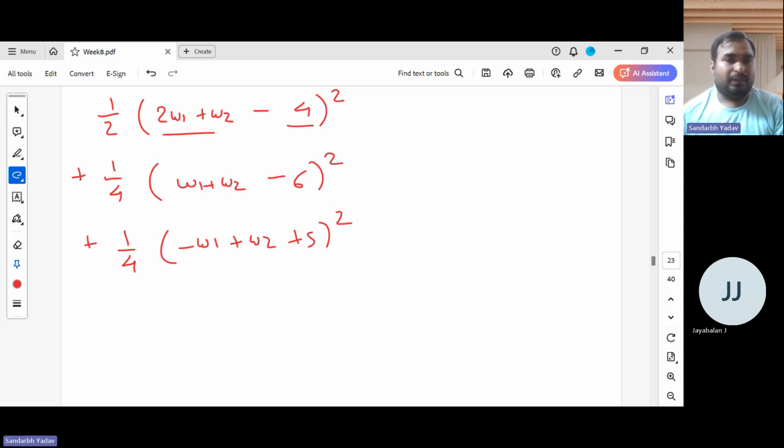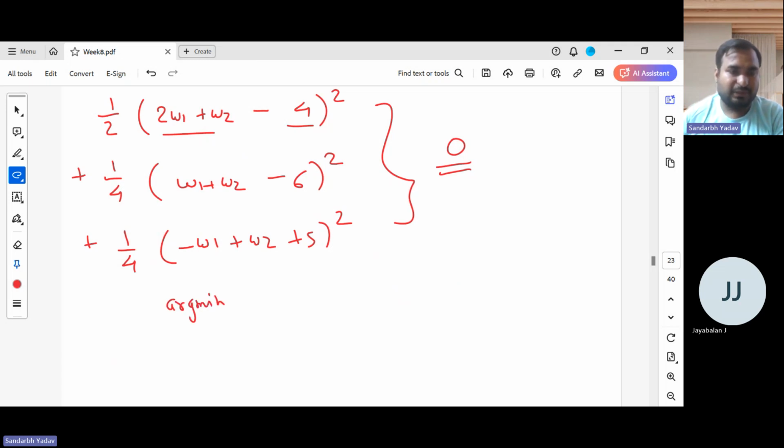So this is our combined objective function. Suppose I call this entire thing O. So this is our objective function, and now what we have to do is minimize this objective. We need to find the values of W1 and W2 which minimize this objective.